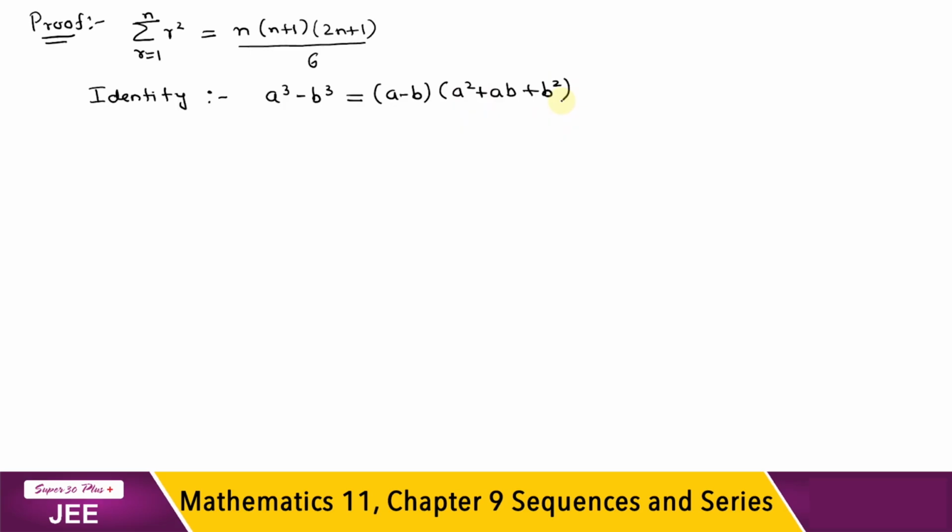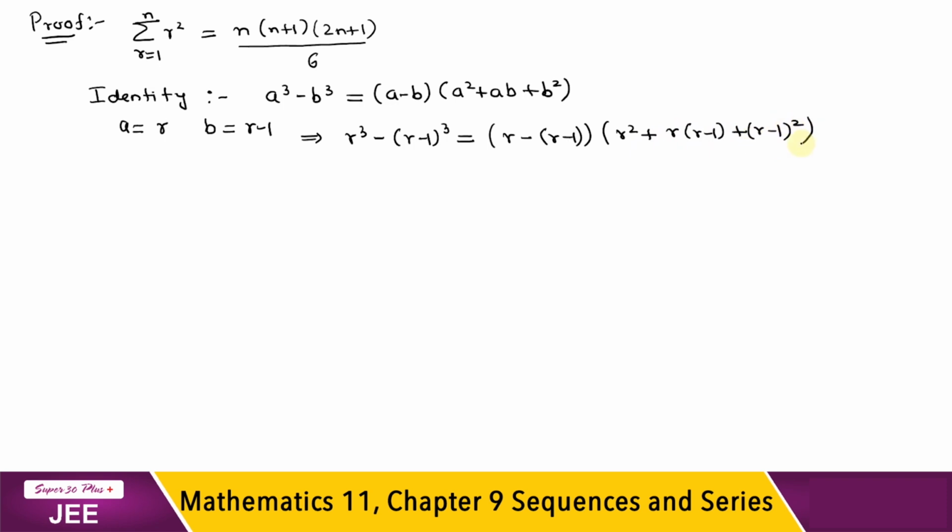Alright, if I substitute a as r and b as r minus 1, this becomes r cube minus (r minus 1) whole cube, and in the RHS we can write (r minus 1) along with (r square plus r into (r minus 1) plus (r minus 1) whole square). I have just plugged in the values of a as r and b as r minus 1 in this identity, so we have arrived till here.